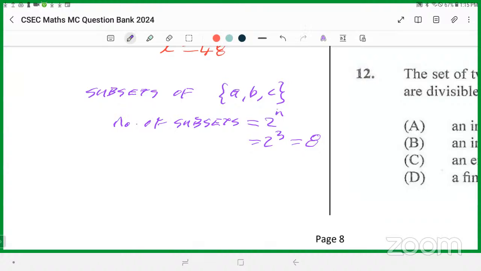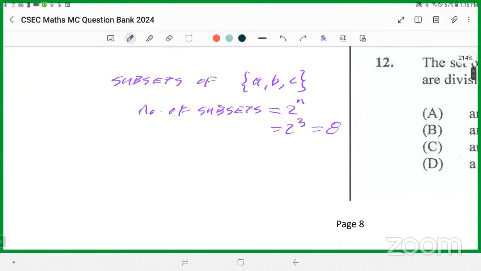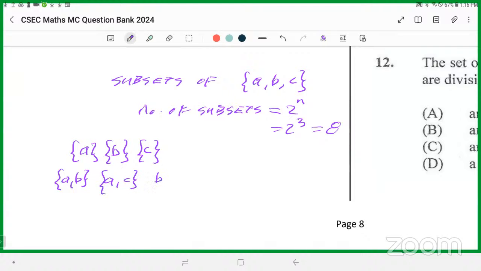2 to the n, you have to remember this, guys. 2 to the n power is the number of subsets. All right, so what will be the subsets if we were to list them out? First, you would have the sets with just 1 value in it. So you have A, you'd have B, you'd have C. Then you would have the subsets with 2 of the 3 values in it. So you have AB, you have AC, and you have BC.